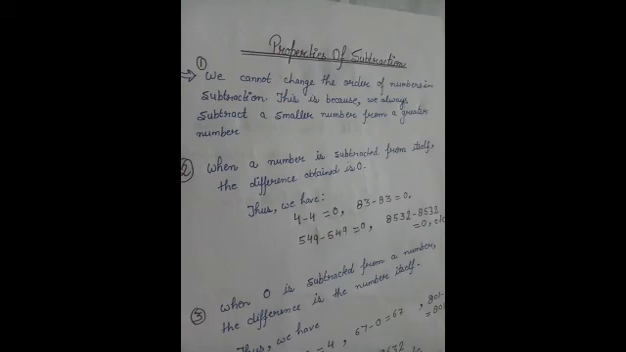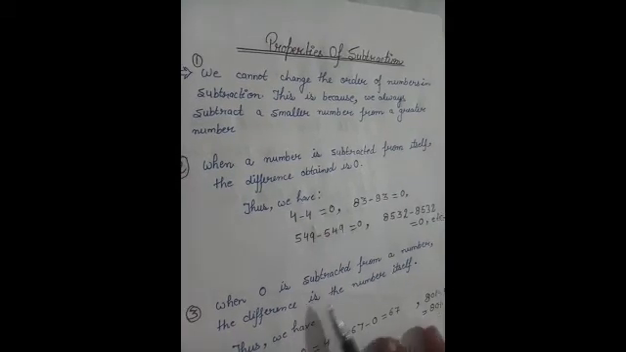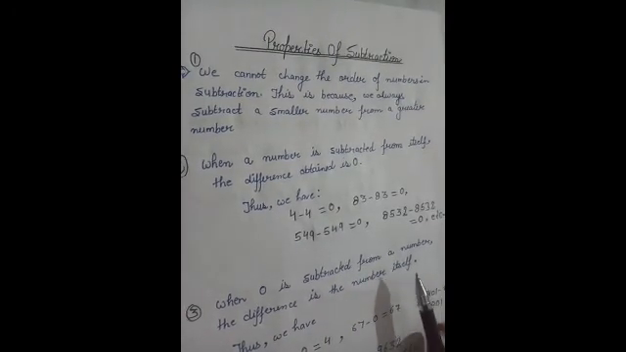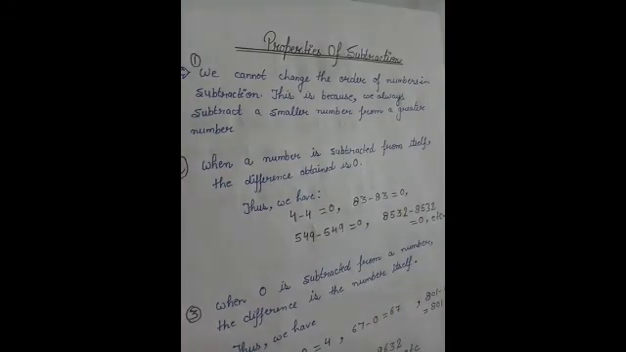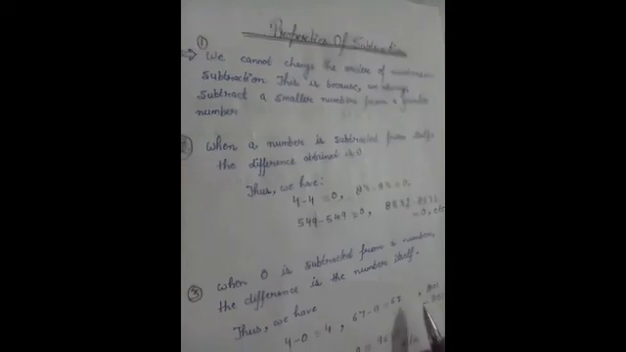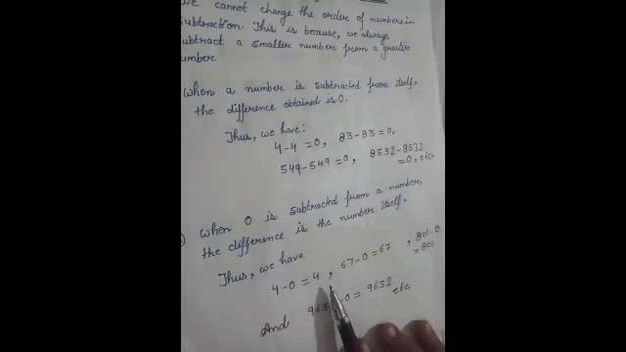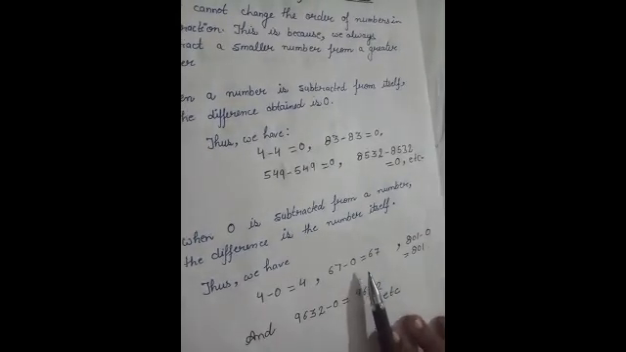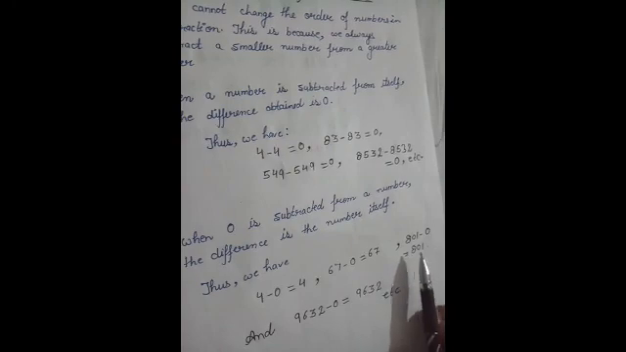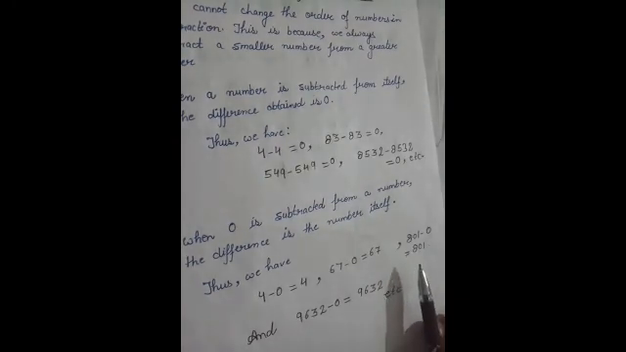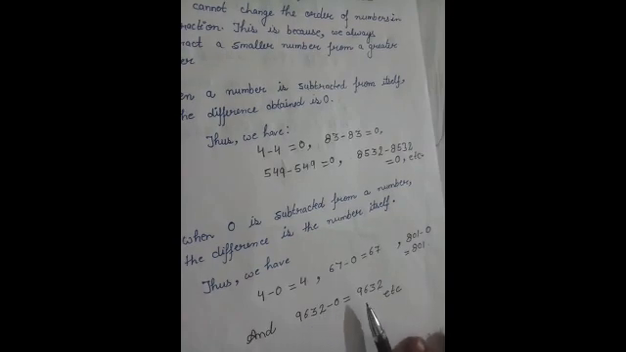It means whenever a number is subtracted from itself, the difference obtained is 0. Now moving towards our next property. When 0 is subtracted from a number, the difference is the number itself. Means whenever we subtract 0 from a number, we will get the same number. Here 4 minus 0, which is equal to 4, 67 minus 0, which is equal to 67, 801 minus 0, which is equal to 801, and 9632 minus 0, which is equal to 9632, etc. I hope it will be clear to you.